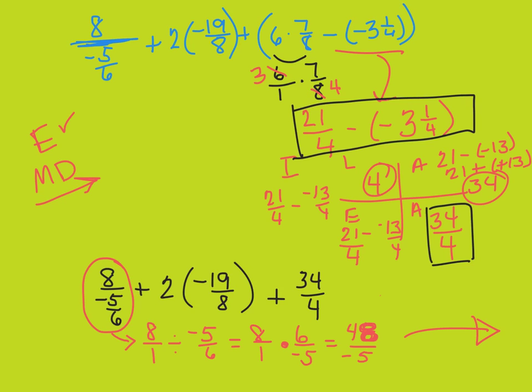So here we go. Like I said, moving on to our next page, and I'm going to just bring that problem right over so we can see what we're doing. We've got negative 48 fifths. That's the one that we just found. Plus 2 times 19/8. Excuse me, that's negative 19/8 plus 34 fourths.